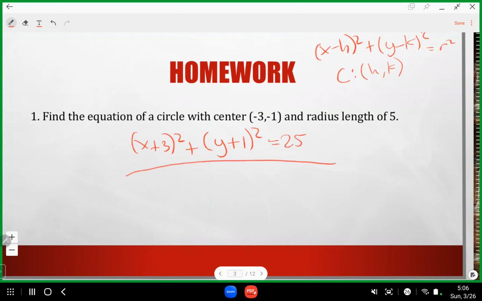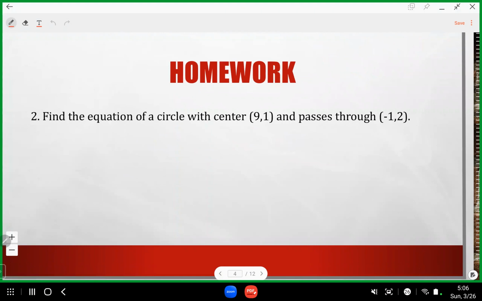Let's try one with a little bit more elaboration. You had to use the distance formula for this one. So I'll give you another couple minutes to do this. Put your answers in the chat and I'll walk you through it.